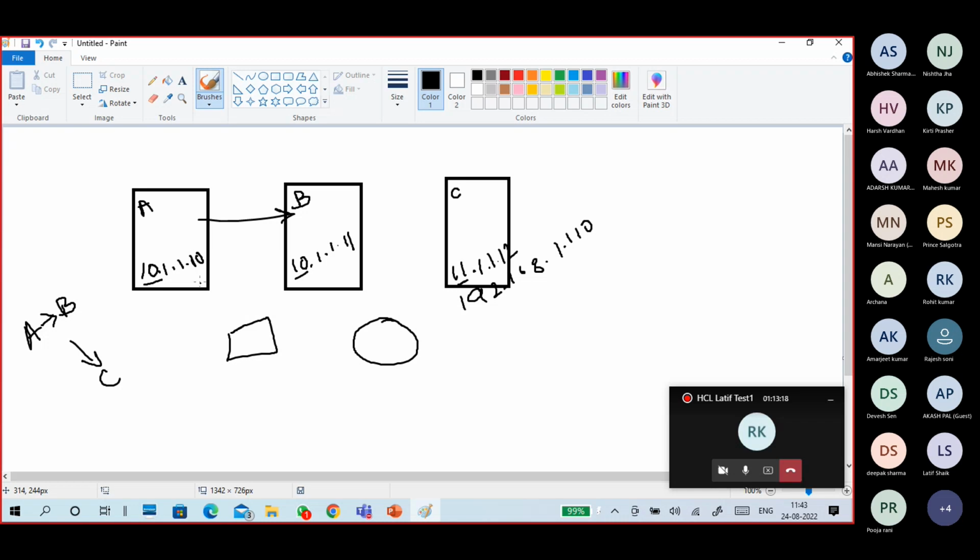So this is a switch. It's connected to A and B, and this network is connected to the router, and the router is connected to C either directly or maybe through a switch. So the router makes communication between these two networks. Or you can use software bridges.